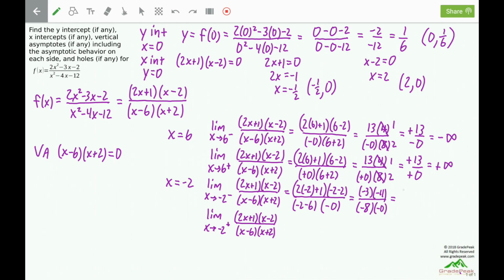Negative 3 times negative 4 is a positive 12. Negative 8 times a negative 0 is a positive, and 8 times 0 is a 0. The 12 in the numerator is positive. Positive over positive is positive. Non-zero over 0 is an infinity.